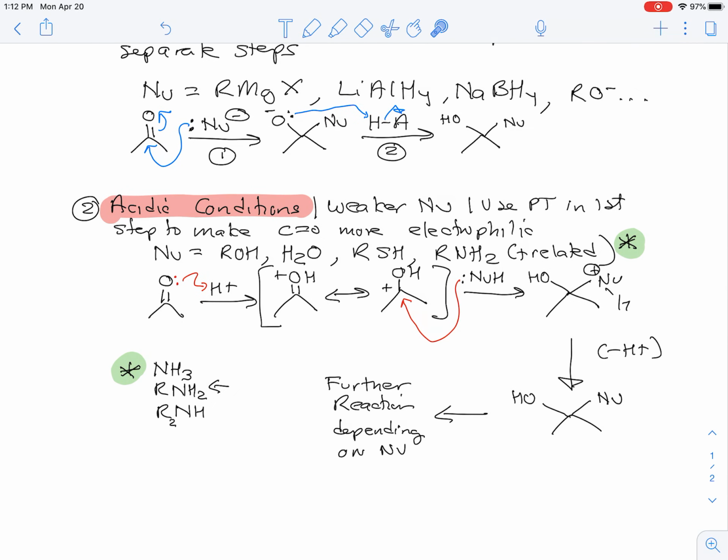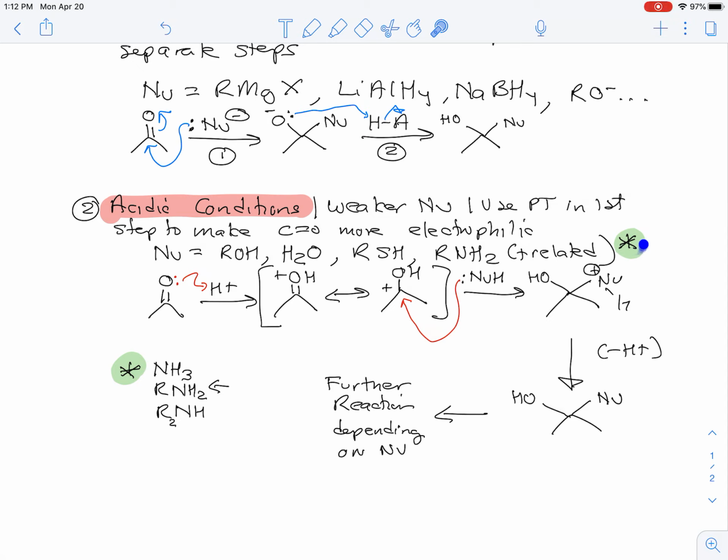Under acidic conditions, we have weaker nucleophiles, and with the weaker nucleophiles, they need a proton transfer in the first step in order to make the carbonyl more electrophilic. So in other words, this on its own is not electrophilic enough to react with things like alcohols, water, thiols, amines, and related compounds.